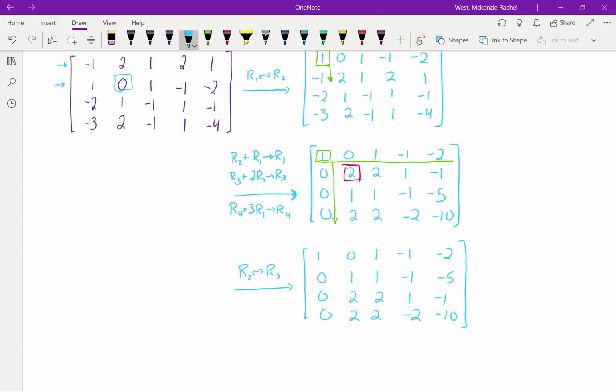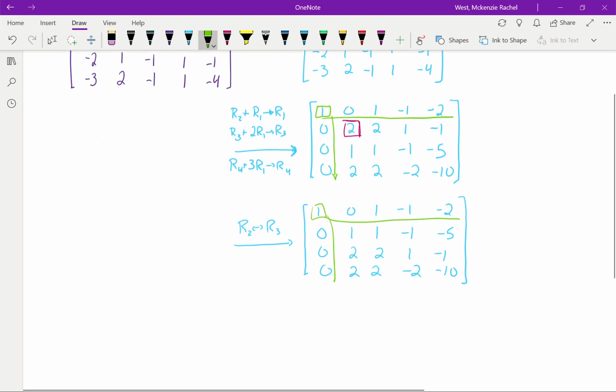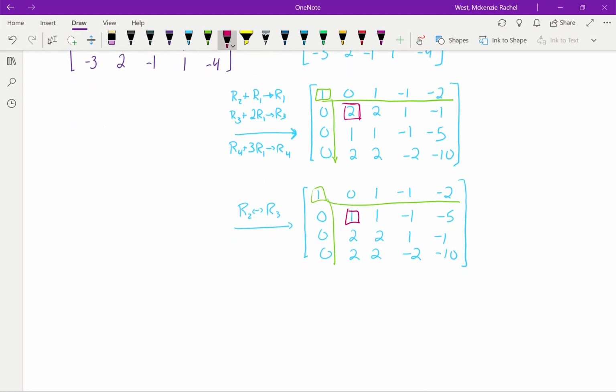Alright, so let's again mark off that we're ignoring all that row. We have our 1 here, so we're going to be happy about it. And then we're going to work to clear out everything below the 1. So we'll take row 3, subtract 2 of row 2, and replace row 3. And row 4, we'll subtract 2 row 2 and replace row 4. Alright, so first column, first row stay the same.